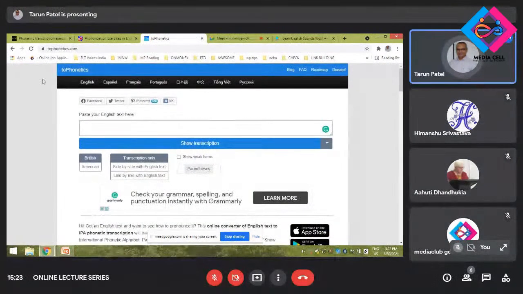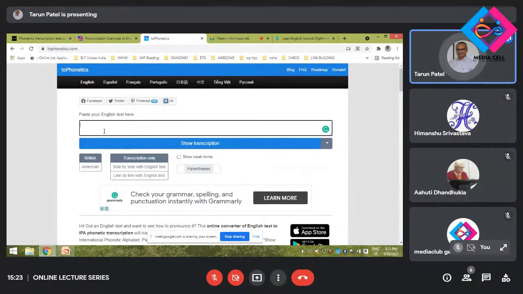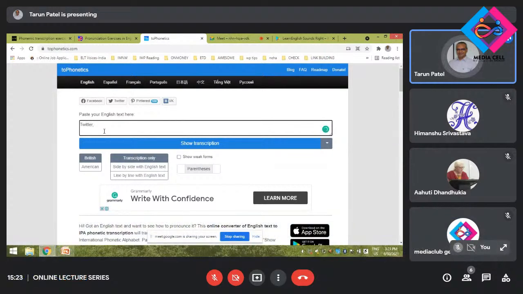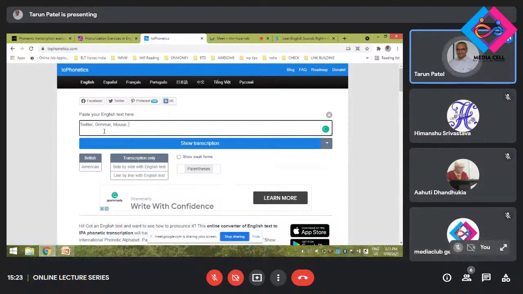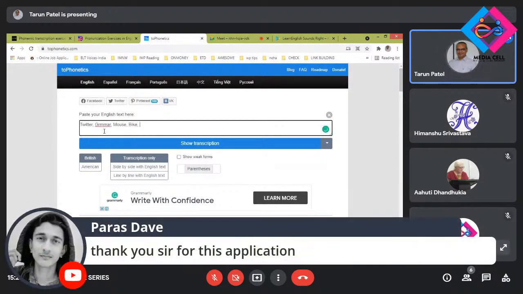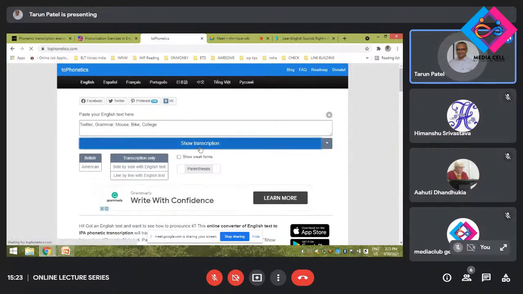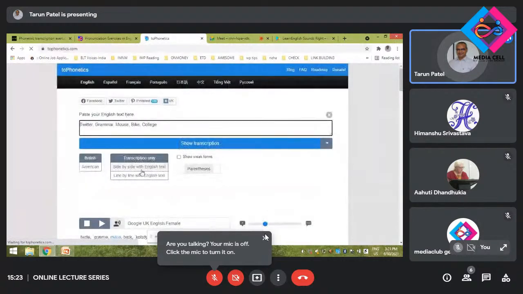Similarly, we have another beautiful resource. This is a website called Phonetics. Now, this tool basically allows you to transcribe words into IPA. For example, I am writing a couple of words over here: grammar, mouse, bike, and college. Sorry, grammar. So these are the five words, and then you click on show transcription. And here you are.